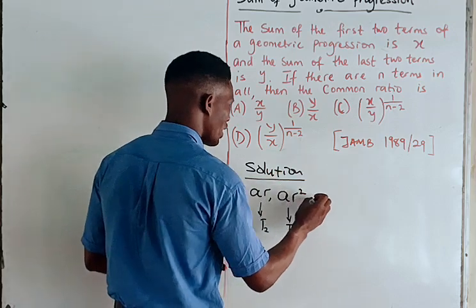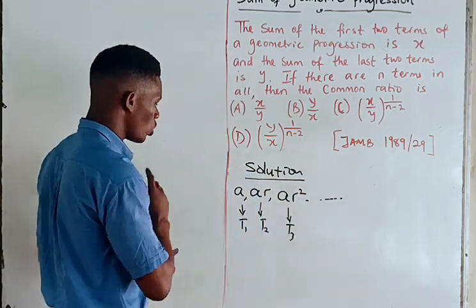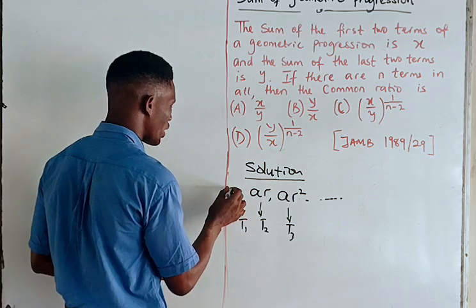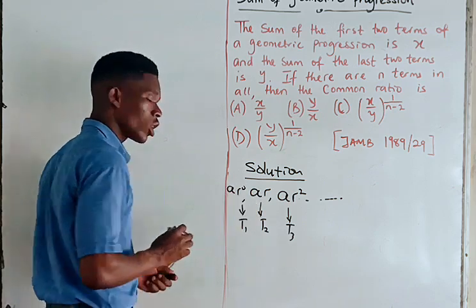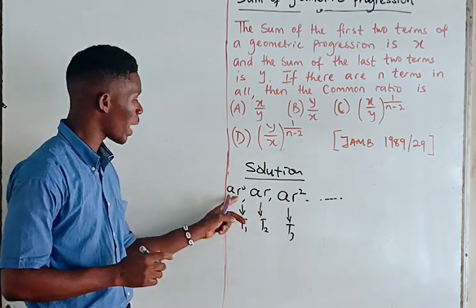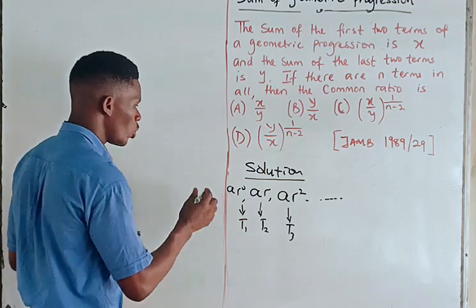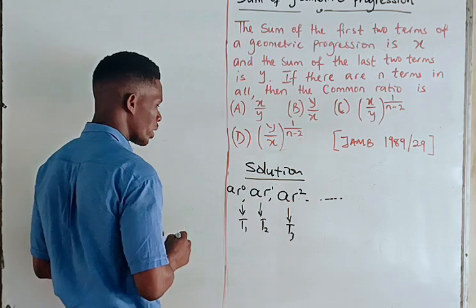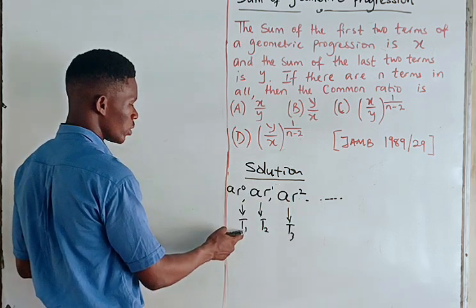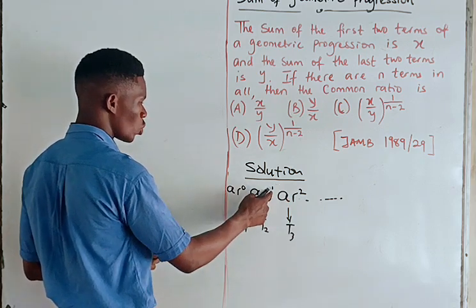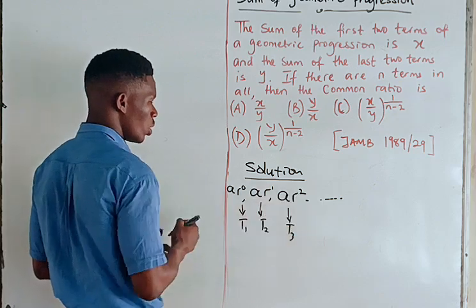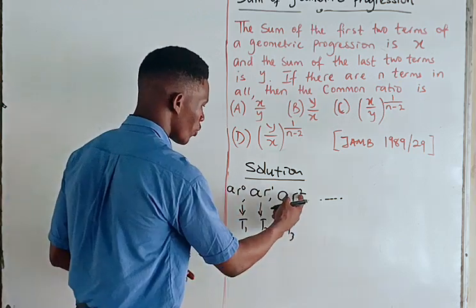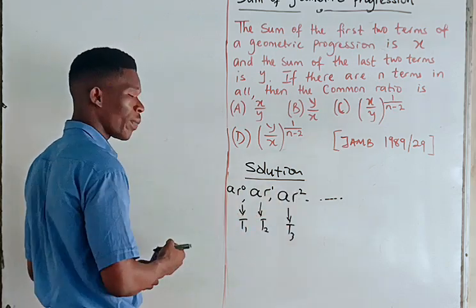Now you observe that this A can be written as AR raised to power 0, just to show that it also has R, which is the common ratio. So we observe that the power of R here is 0, the power of R here is 1. When this is term 1, the power is 0; when this is 2, the power is 1; when this is 3, the power is 2. So for any term, we just subtract 1 from the term number to get the power of R.